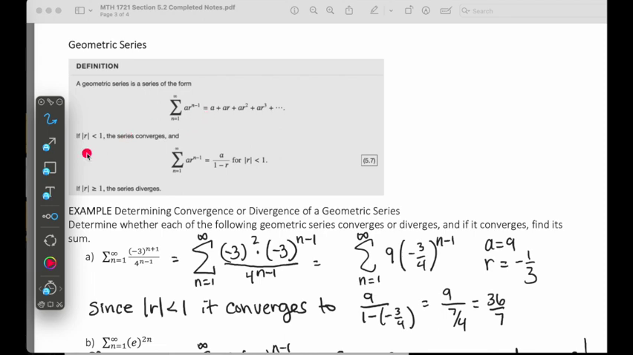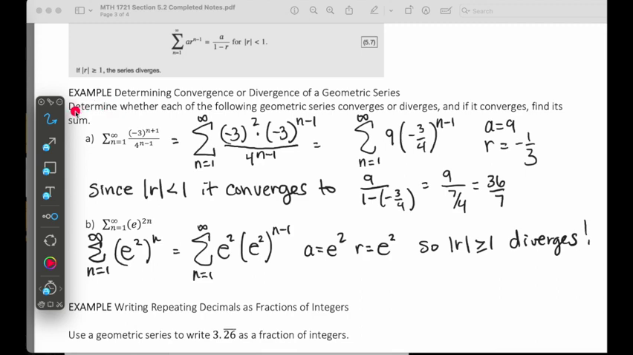Now, if the absolute value of r, your common ratio, is greater than or equal to 1, then the series is going to diverge. So let's look at a couple of examples of this. Determine whether each of the following geometric series converges or diverges, and if it converges, find the sum.